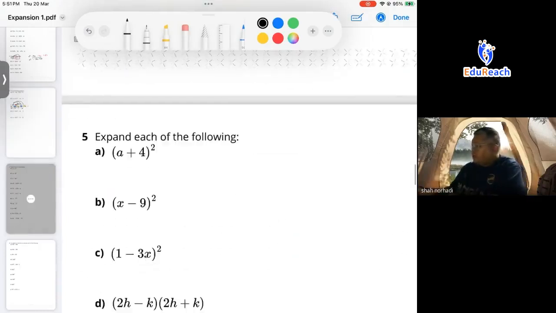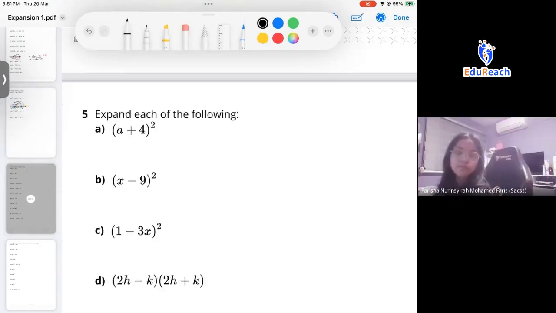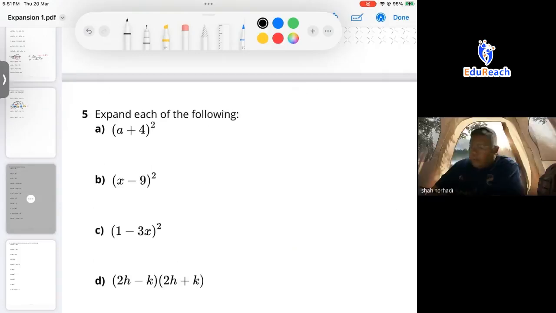Then have you started on question 5? I'm only like one more question into the 4A. I mean 4E. The 4E, yeah? Okay, so let me just start with you on question 5.